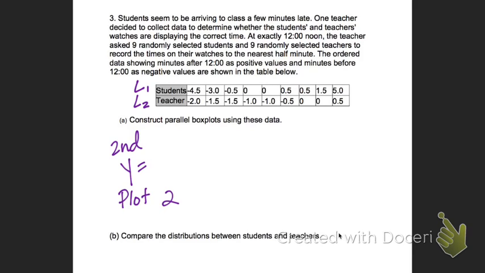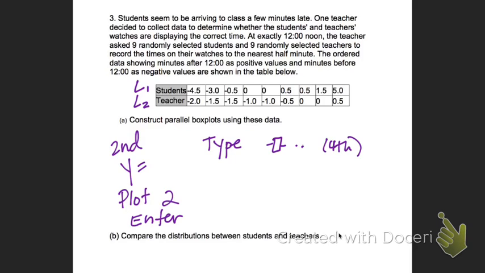So when you go to plot 2, I want you to hit enter. And basically what you're doing is you're turning plot 2 on. You need to change the type to be a box plot, so the one that looks like this. I think it's like the fourth one. Does it have the dots? Yeah, it should be the one with the dots. It's on the board right there.